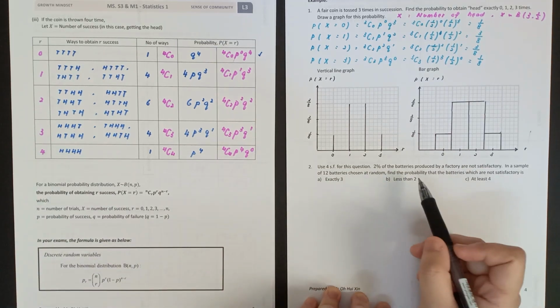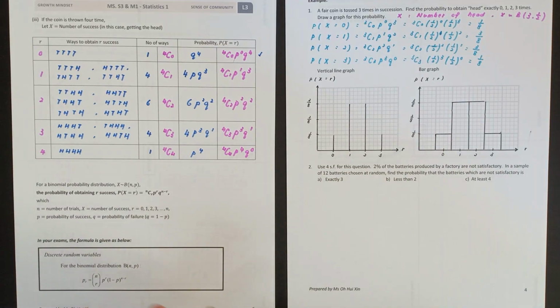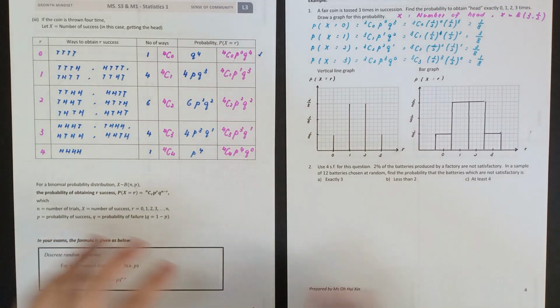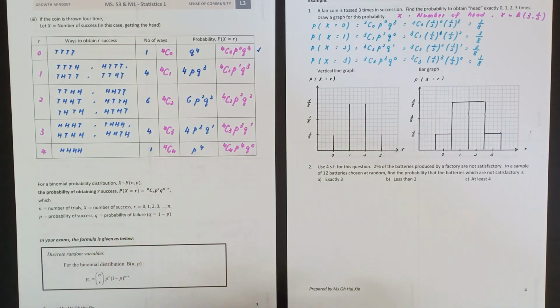Remember some of the constraints that I said. For the first time, 2% of the batteries might be not satisfactory, but after you pick the first one, it's not going to affect the second one. So everything you see here is independent, and you have only 2 outcomes: either not satisfactory or satisfactory. So that's why this is a binomial.